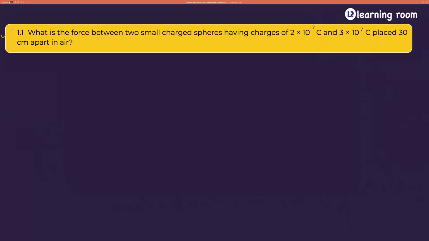What is the force between two small charged spheres having charges 2 into 10 power minus 7 coulomb and 3 into 10 power minus 7 coulomb, which are separated 30 centimeter apart in air? So it's a very simple problem. So what is given? Q1 is 2 into 10 power minus 7 coulomb. Q2 is 3 into 10 power minus 7 coulomb, right?